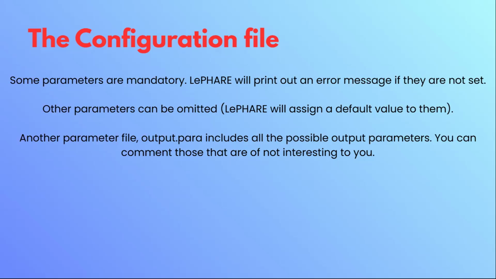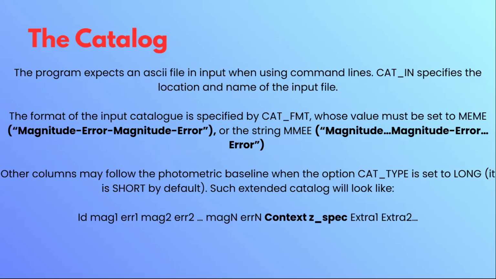And if you want even more, you can even return the absolute magnitudes based on that redshift, and a lot of other things that it returns by default. But you can comment those out if you don't want them. And the most important thing here is that you only have to give LePHARE a catalog.